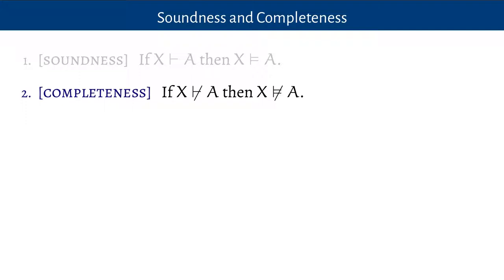To do that, what we're actually going to prove is the contrapositive of the result. We're going to show that if there is no proof, then there is a counterexample. If there's no proof that gets us from the collection of statements X to the statement A, then we can find a model which makes all of X true and which makes A false.